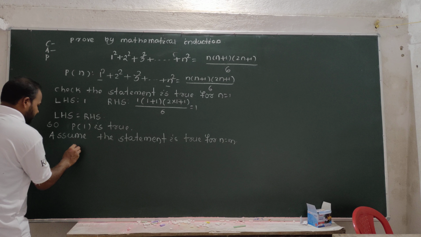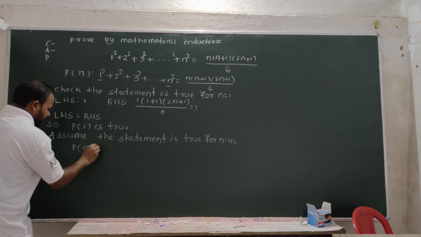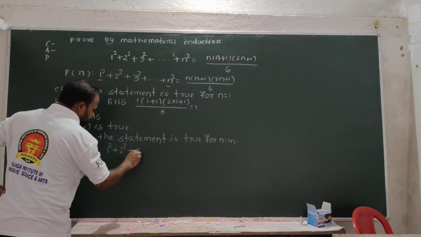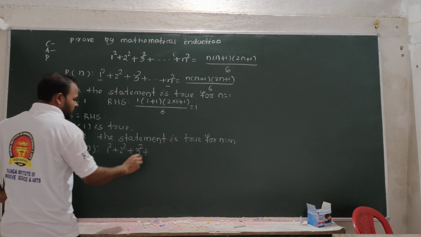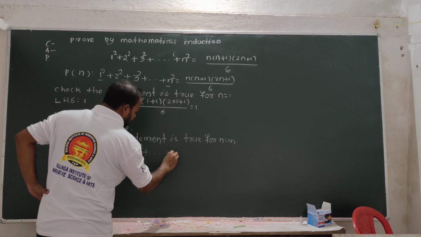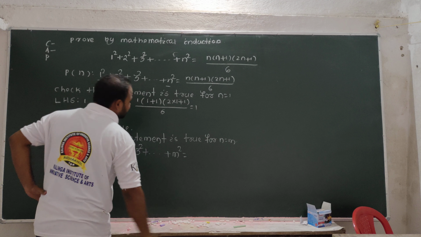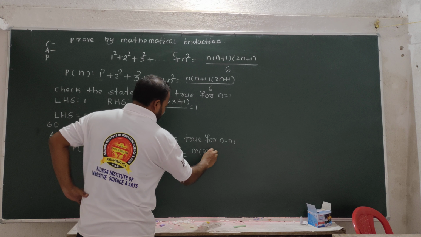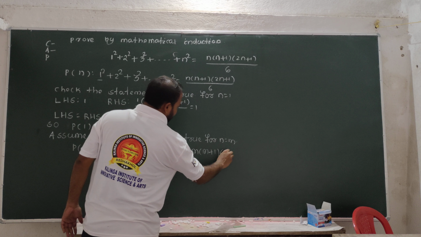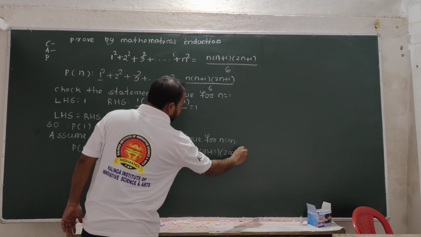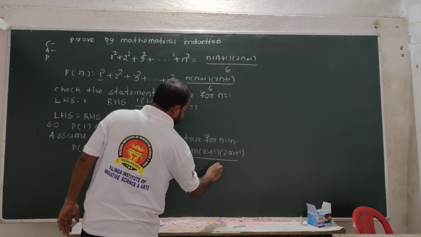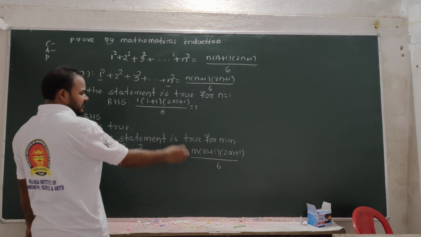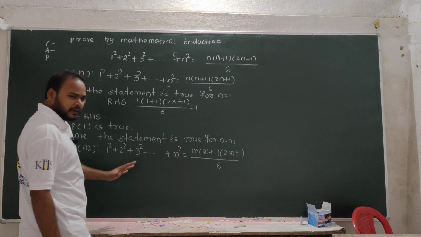So Pm such that 1 square plus 2 square plus 3 square plus up to m square equal to m into m plus 1 into 2m plus 1 upon 6. Now we have to prove that the statement is true for n equal to m plus 1.